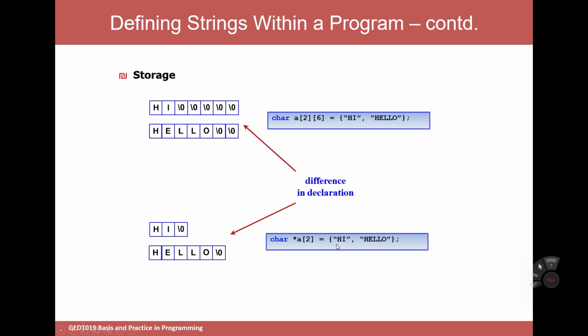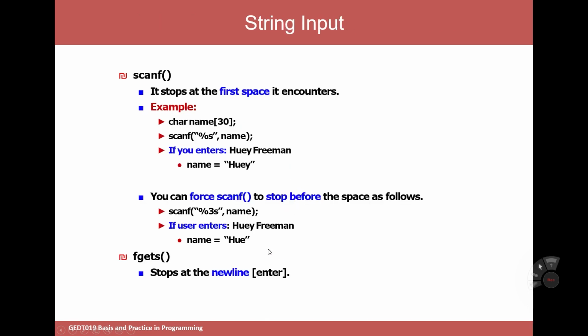The first pointer points to this one, the second pointer points to hello. So in this case, you will consume less amount of memory. The first pointer will point to hi with a null character at the end, and the second pointer will point to hello. So they will be different sizes. The array notation will consume more memory. The pointer notation for an array of strings will consume less amount of memory. So this is the difference between these two ways for an array of strings.